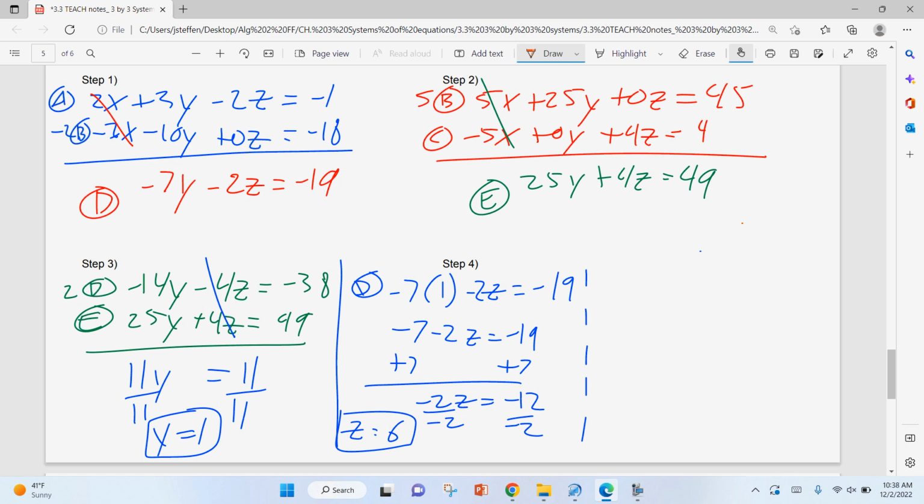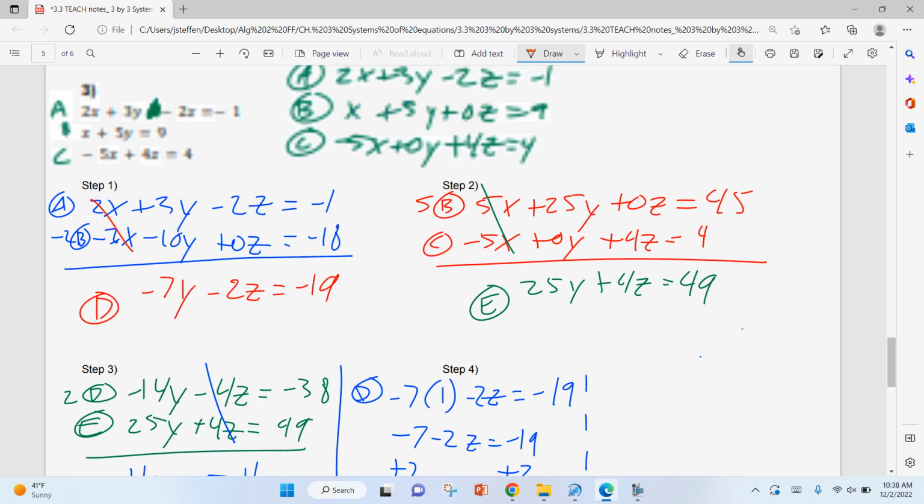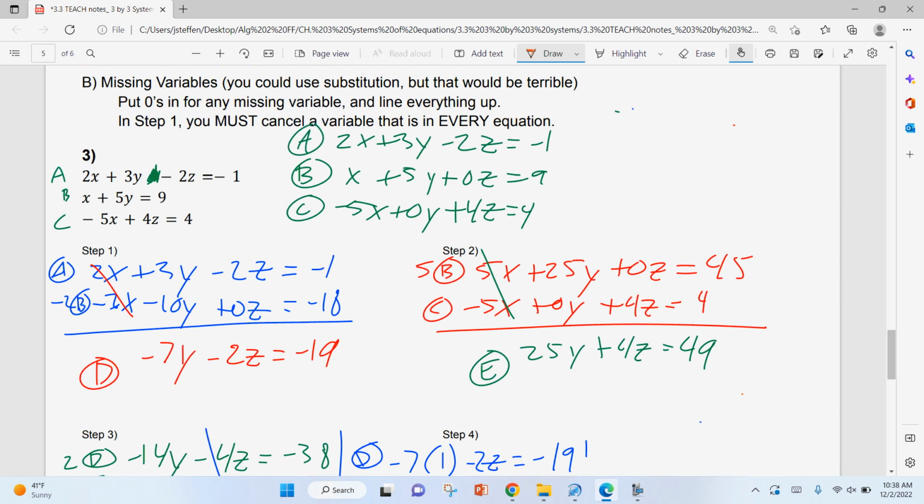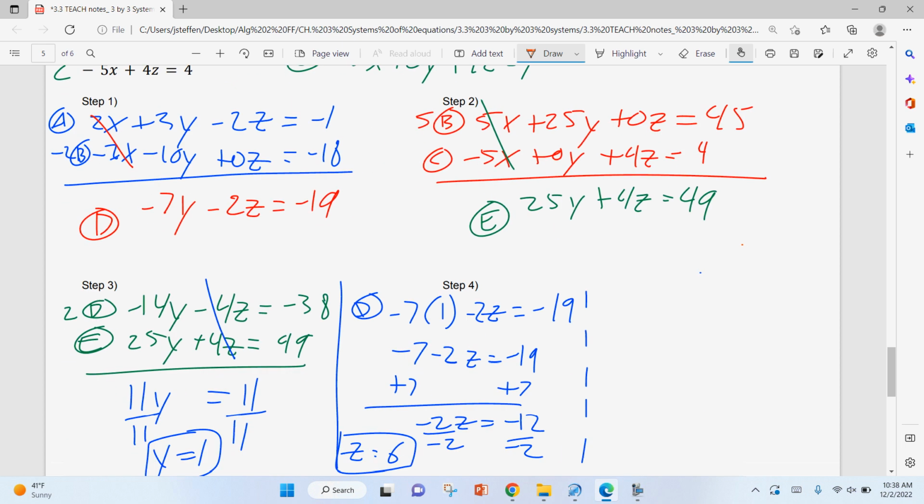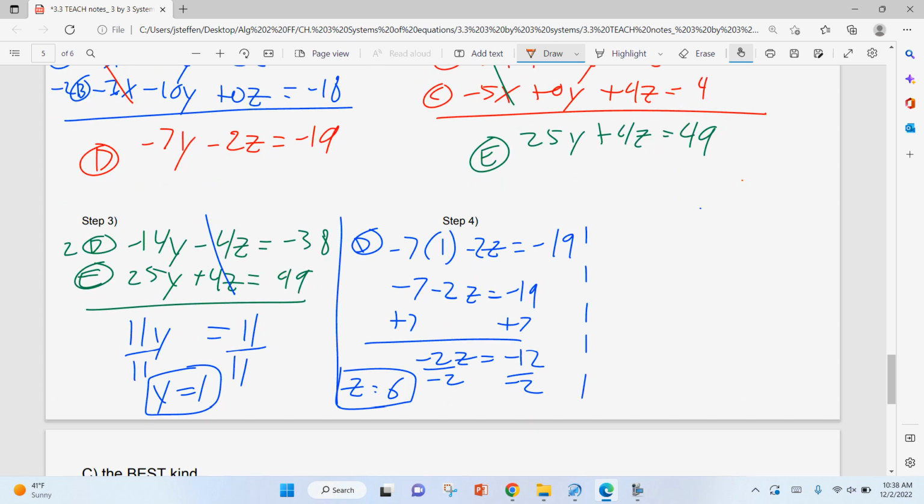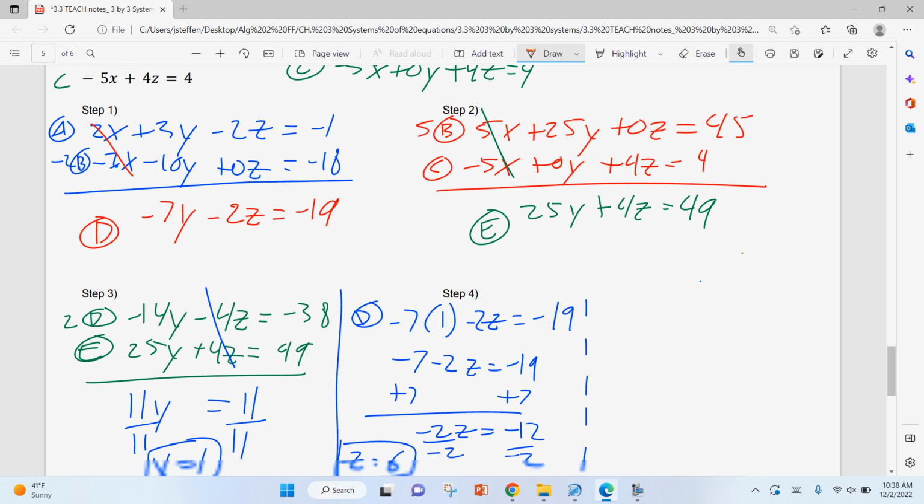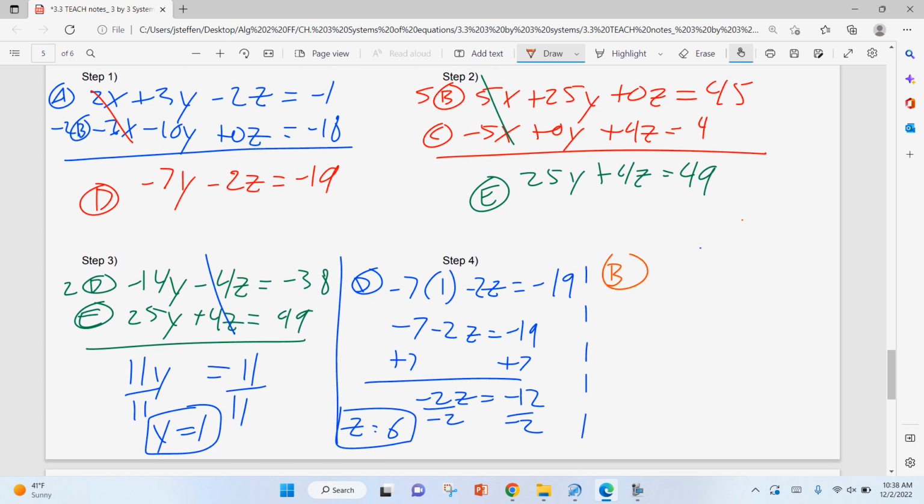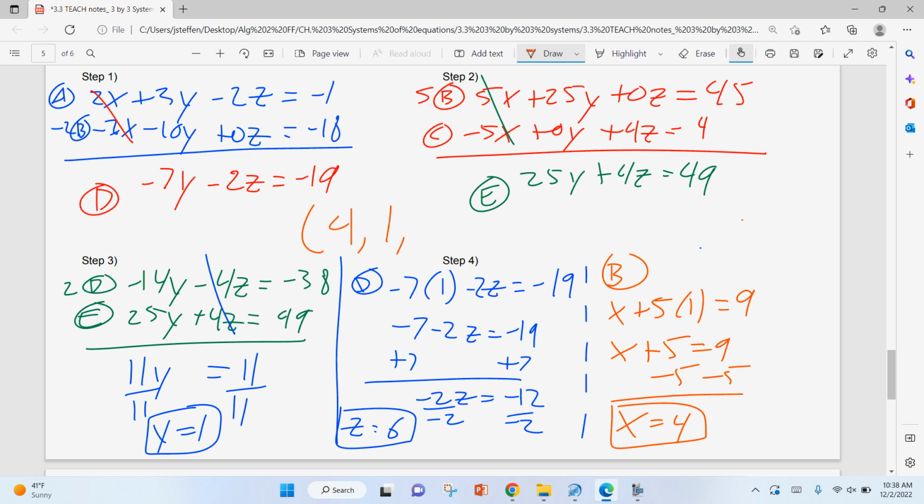And again, pick one that's easier for you. So honestly, for me, you can pick either equation B or C. Those are the easiest ones because they only have two variables. I'm going to pick equation B. That way I don't even have to worry about my z being wrong. Because if my y is 1, I'll just pick equation B. So my equation B is x plus 5 times 1 is equal to 9. X plus 5 is equal to 9, minus 5, minus 5. I get x is equal to 4. So my final answer, I have 4, 1, and 6.